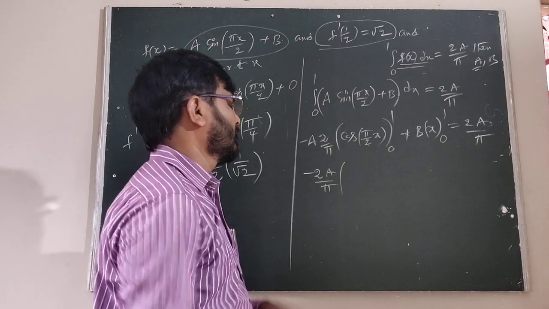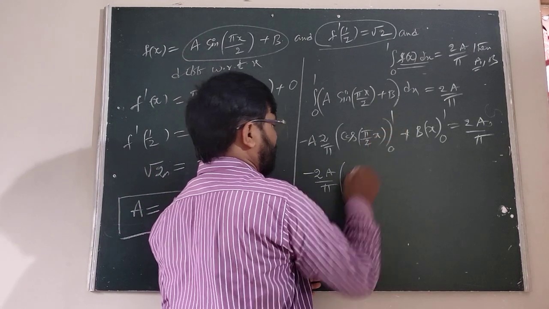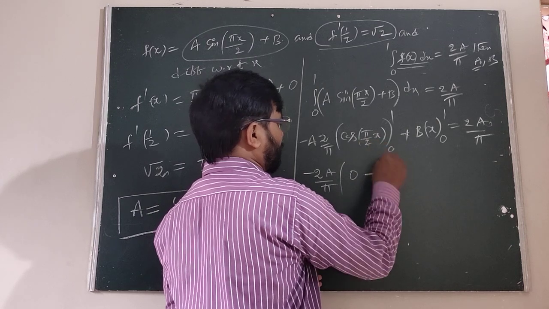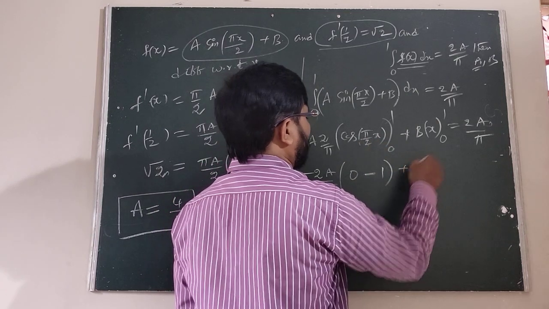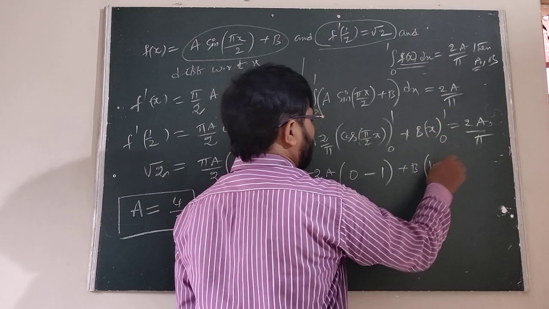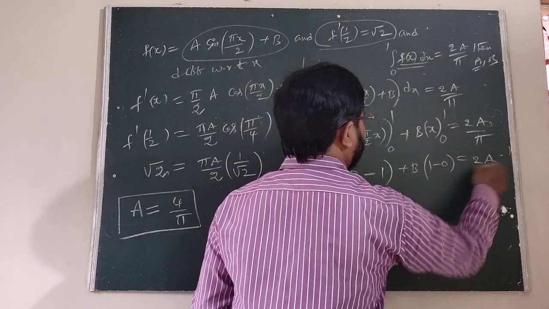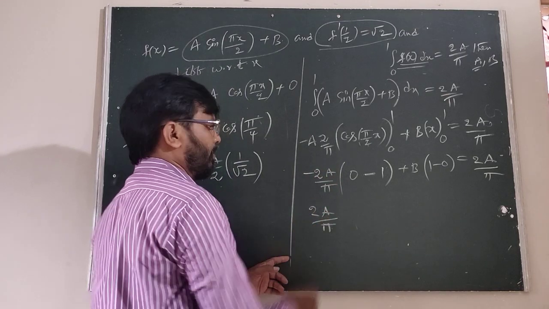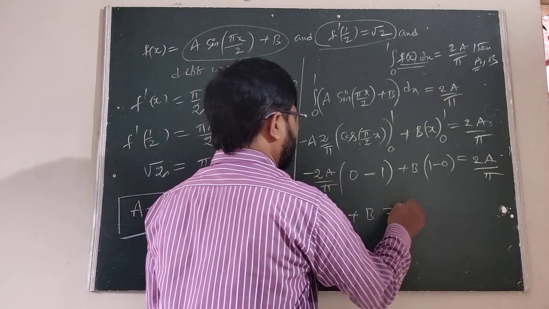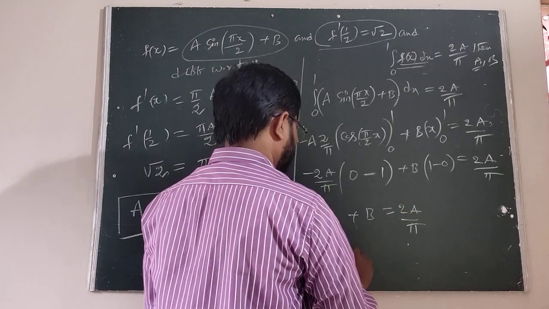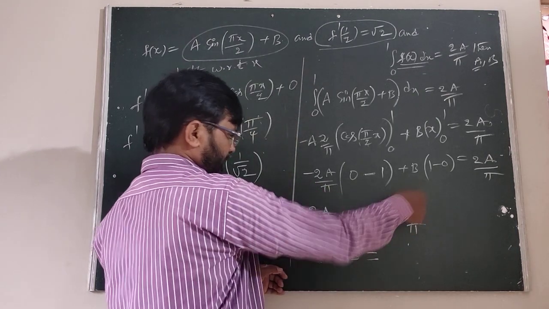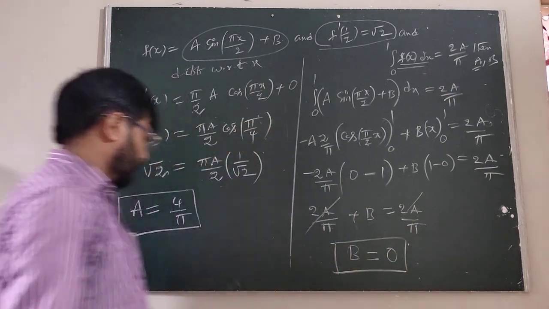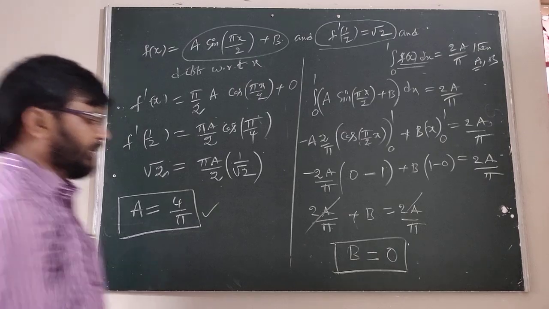We know that at x equal to 1, cos 90 is 0, minus, put x equal to 0, cos 0 is 1. Now for b, put x as 1 and 0, 1 minus 0. That is 2a by pi. Now this is minus of minus, plus 2a by pi plus b equal to 2a by pi. Therefore for the value of b, sending these to the other side, these two are cancelled. Now we got the value of b equal to 0. These are the a and b.